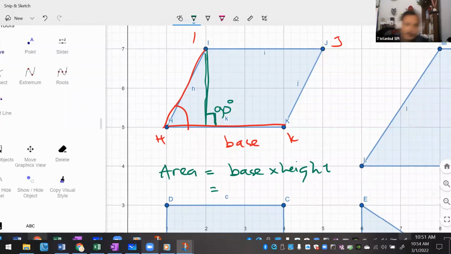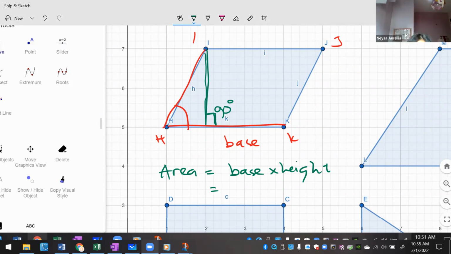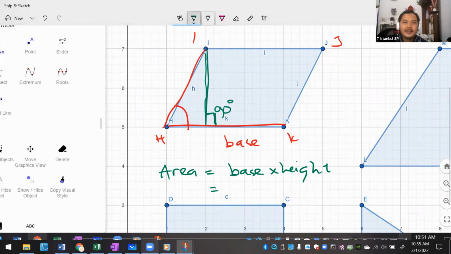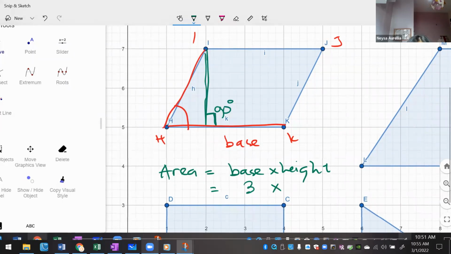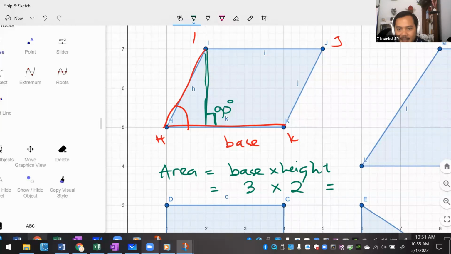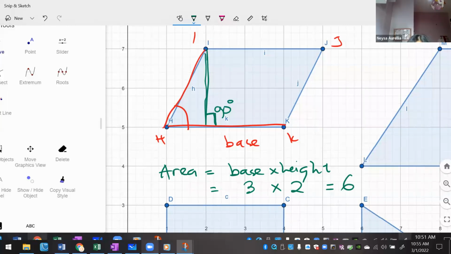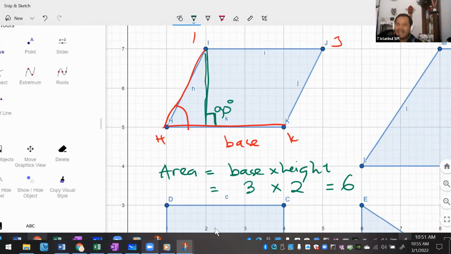Aurel? Yes, base-nya ini enggak sih Pak? Berapa? 3. 3, okay. And then the height? Height-nya apa ya, itu 2. 2. 3 kali 2? 6. Nah, sama yang tadi ya. Jadi sama dong sama yang tadi, yang rectangle yang tadi areanya. Iya sama.